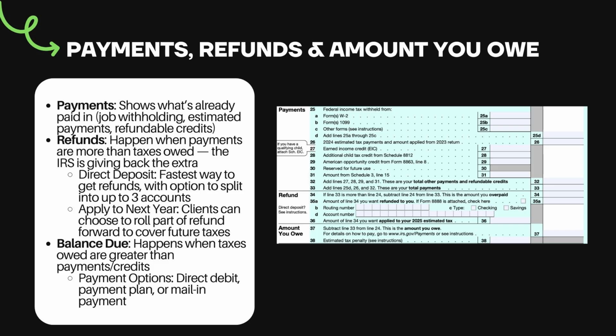Next comes the refund line. A refund happens when payments are more than the total tax owed. This doesn't mean the IRS is giving the client free money. It means the client overpaid during the year, and the IRS is returning the difference. This is a great teaching moment with clients. Make sure they understand refunds aren't bonuses, they're just money they already paid in.